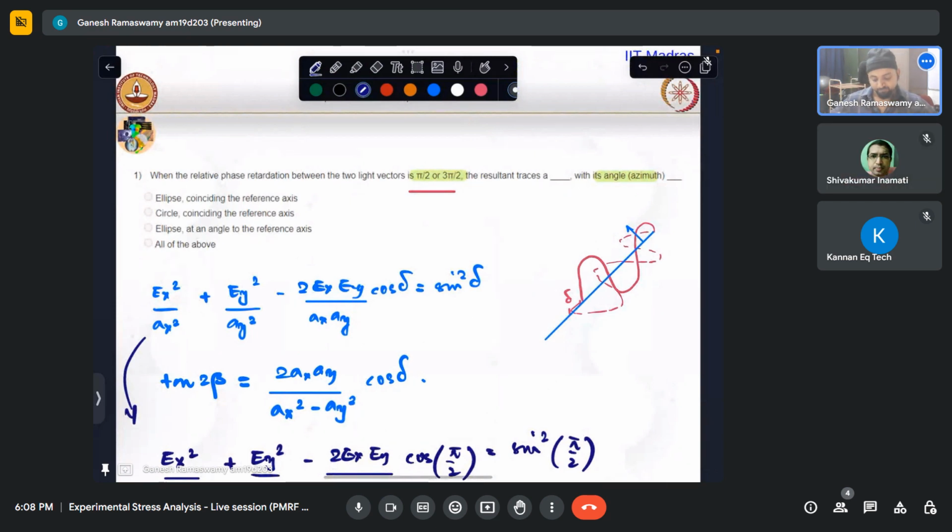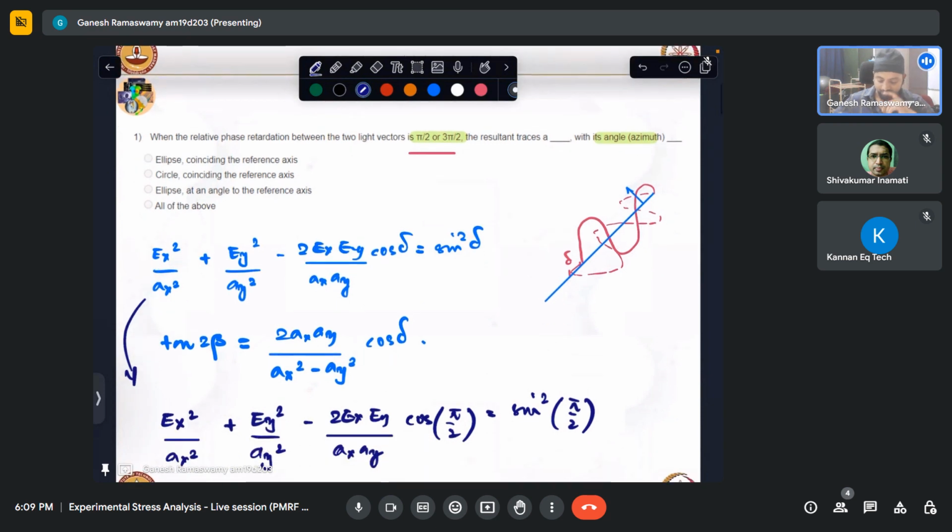Thank you. When the relative phase retardation between the two light vectors is pi by 2 or 3 pi by 2, the resultant is an ellipse coinciding with the reference axis.